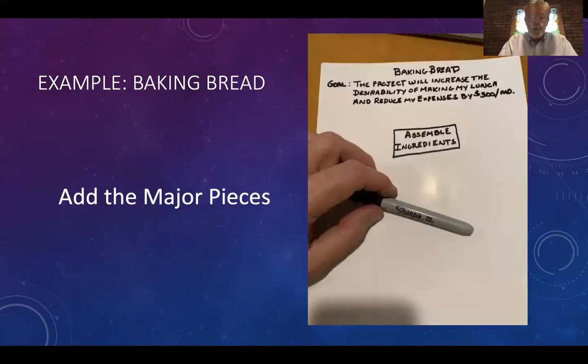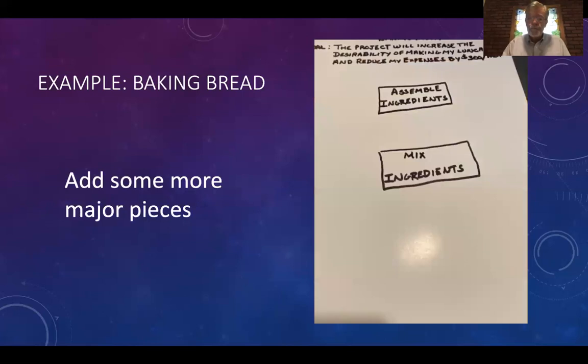The next thing we do is we add the major pieces. So the first major thing I can think of is, well, I can't bake bread unless I've got an assembly of ingredients. Okay, great. Are there steps that go on above that, below that? Yeah, I think there are, but this is one big one and I can think of it intuitively. Okay, let's add some more pieces.